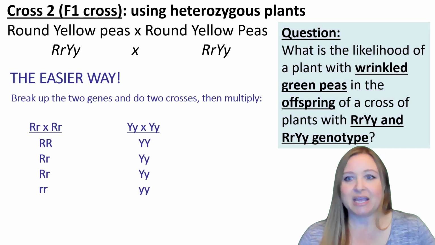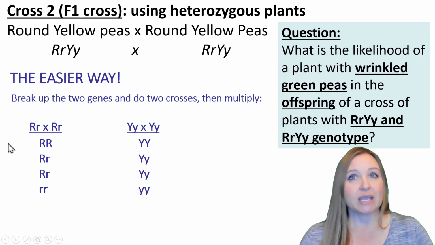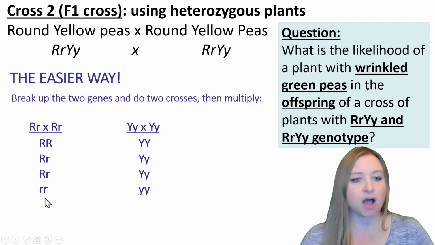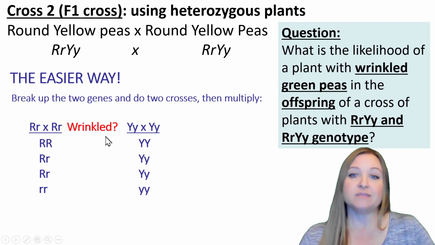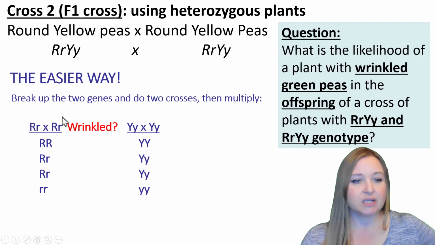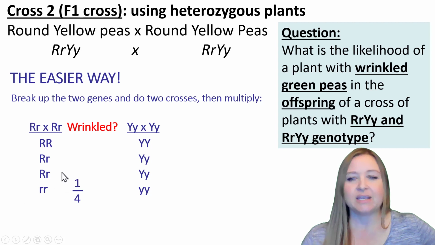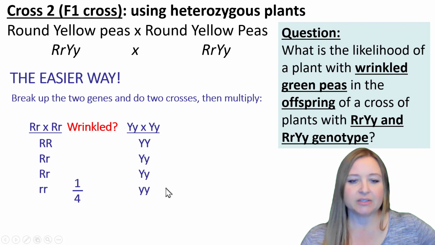Let's look at a different one then, okay? What is the likelihood of a plant with wrinkled green peas? Okay, now we figured out big R, little r. These are the potential offspring, and you can do a Punnett square to get these 4. What's the probability of a wrinkled offspring? Because we're looking for wrinkled and green peas in the offspring. Well, we have round, wrinkled. So that's 1 out of 4. Now we're looking for wrinkled green peas. Well, this is yellow, green. So as far as green peas, that's 1 out of 4. Here it is, 1 out of 4.